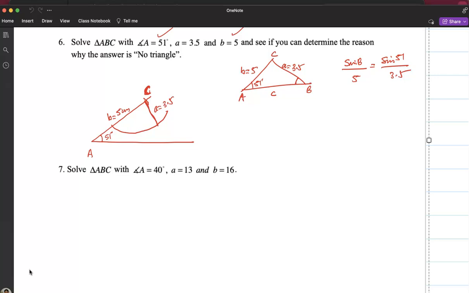Sine x upon 5.51, right? Yeah. Oh, and solve error. So it will show an error.